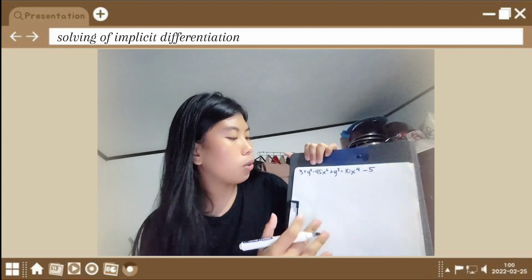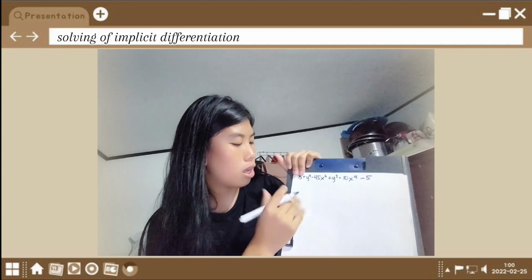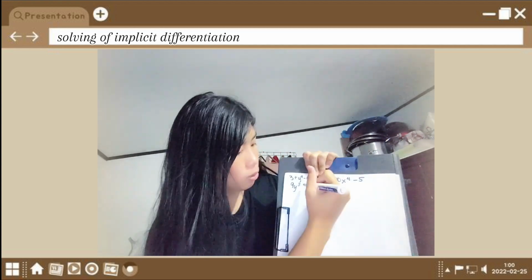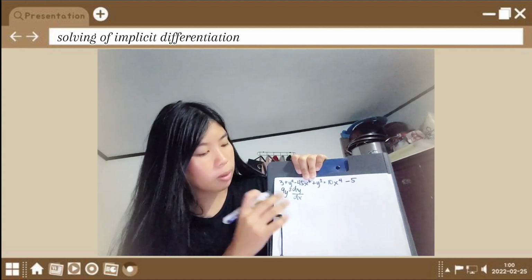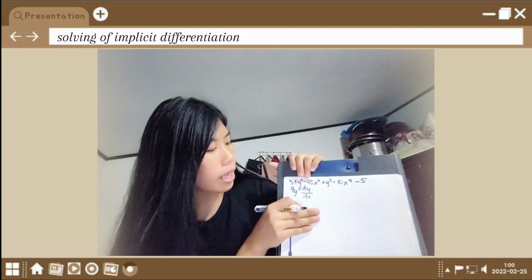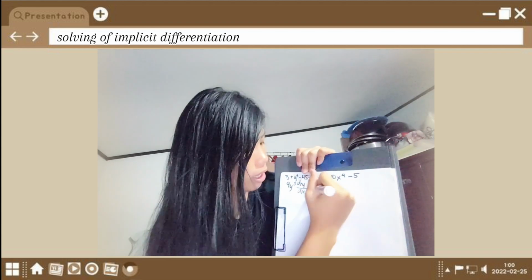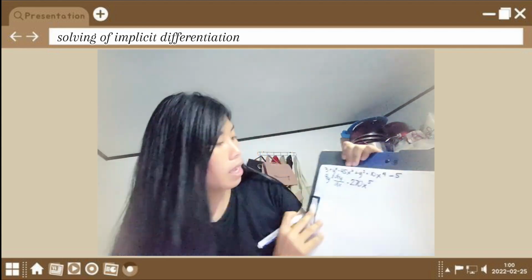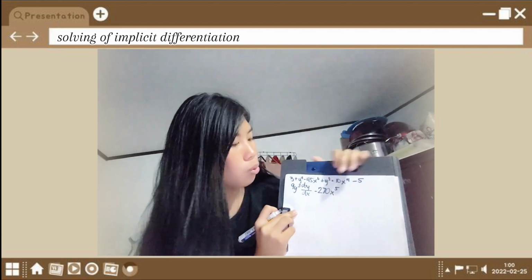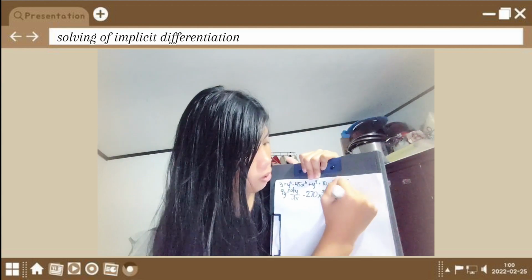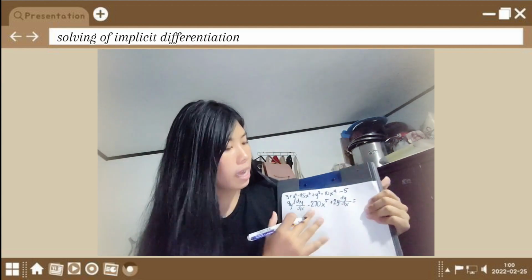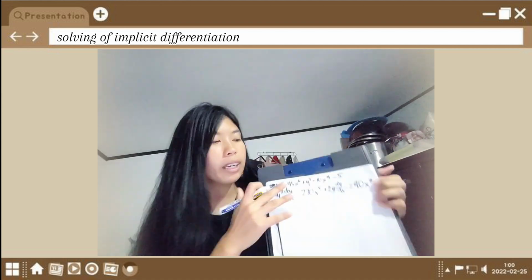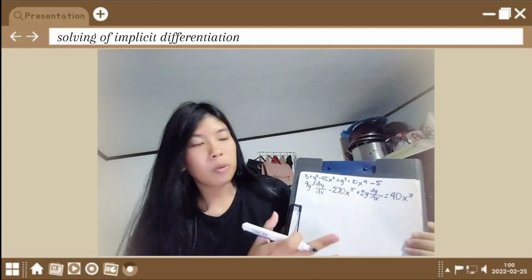So the derivative of 3 is 0 that we don't have to write anymore, and then the derivative of y raised to 9 is equal to 9y raised to 8, and we are going to add dy over dx. Since it is a y variable, we always have to add dy over dx to it. Next is the derivative of negative 45x raised to 6, which is equal to negative 270x raised to 5, and then the derivative of y raised to 2 is equal to 2y, and we are going to add dy over dx. This is equal to the derivative of 10x raised to 4, which is 40x raised to 3, so we are going to write it down. The derivative of negative 5, however, we are not going to write anymore as it is equal to 0.